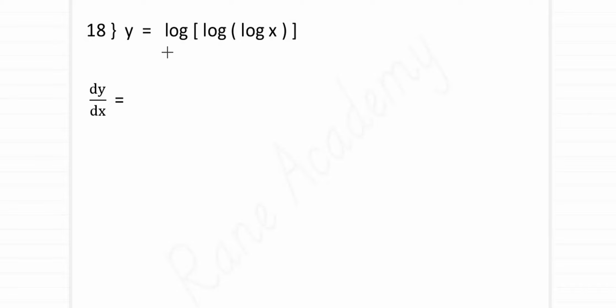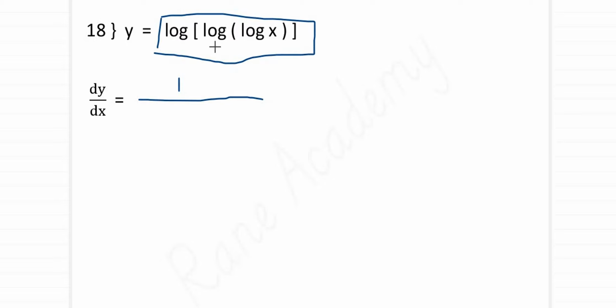Question number 18, y is equal to log of log x. So it is of the form log x. So log of log x. The derivative of log x is 1 upon x. So instead of x we have log of log x. So we write here log of log x.